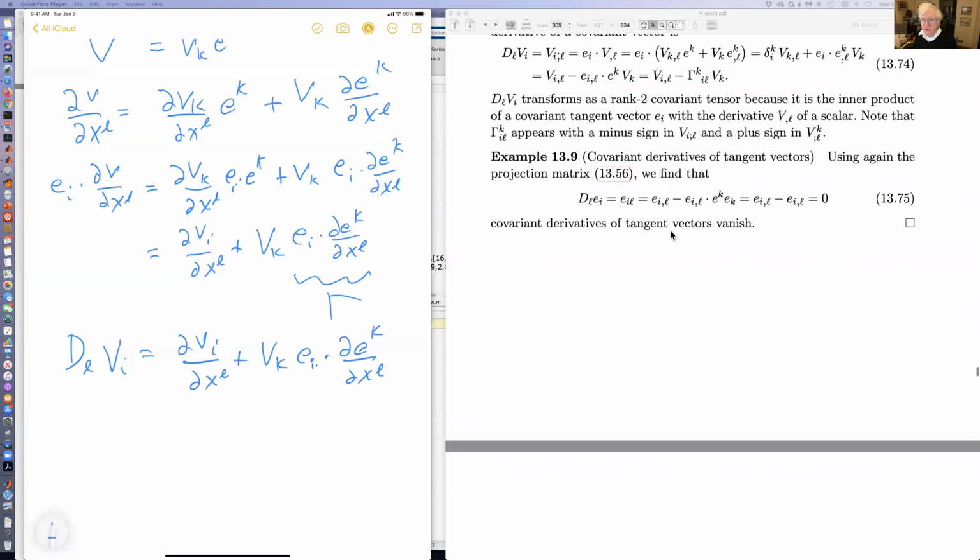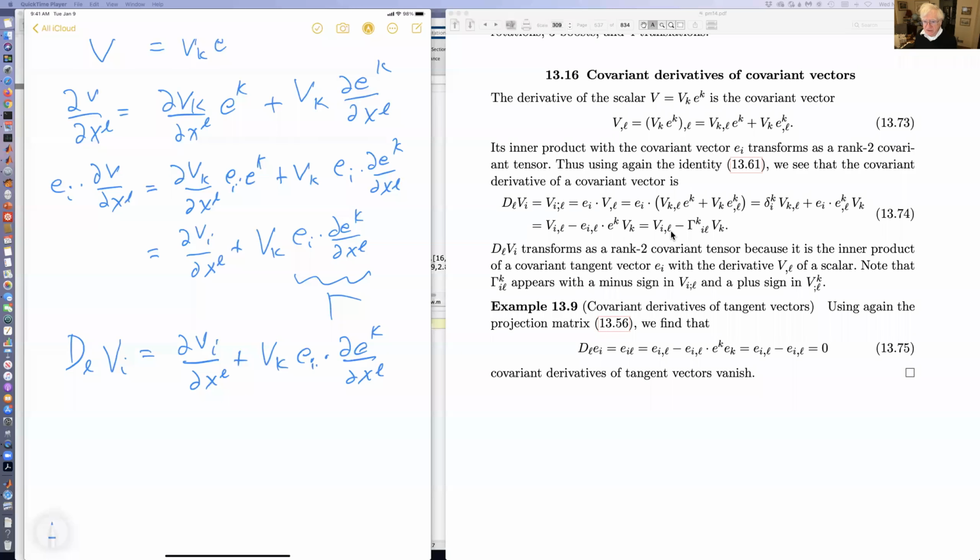And it turns out, let's see, where do I show that? It turns out that one can show, it's done in the book, of course, that this is partial VI, partial XL minus gamma K IL VK. So this is the covariant derivative of a covariant vector.